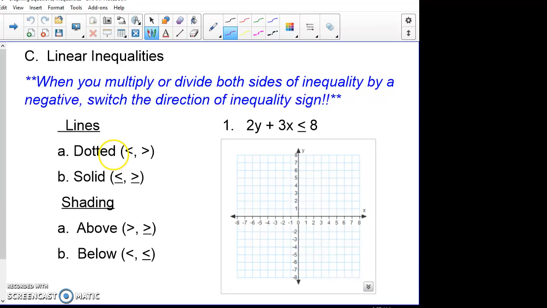If we look here, we are going to draw a dotted line if we are dealing with the inequality sign less than or greater than. So think about it very similar to the open circle. Open circle meant that value was being excluded as part of our solution. The dotted line is saying, hey, all of these values are not a part of the solution. We're going to use a solid, or sometimes referred to as a closed line, when the equality factor is there. So less than or equal to, greater than or equal to.